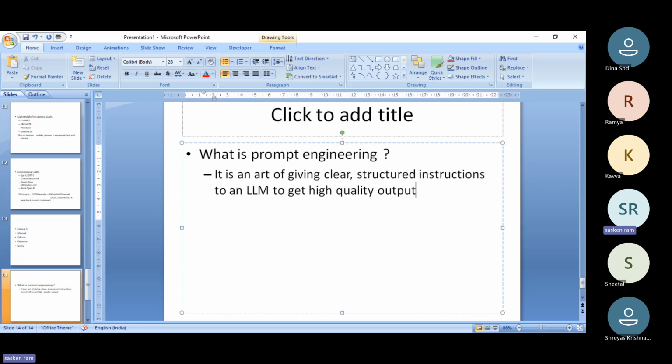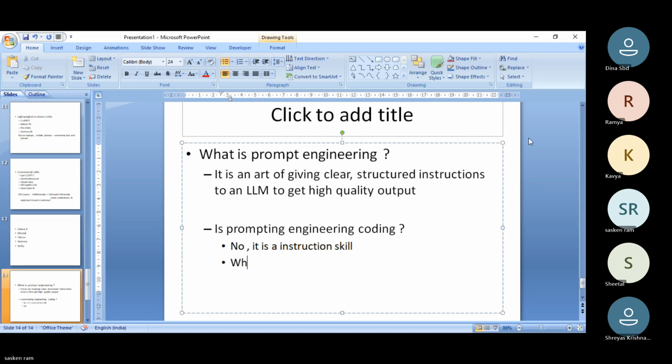Is prompt engineering coding? One student asked me in the previous batch, is prompt engineering nothing but coding? Do we need to write any script for that? No, not at all. Plain English. It is an instruction skill, asking the right question. So you should know what to ask, how to ask, and how to guide the model.